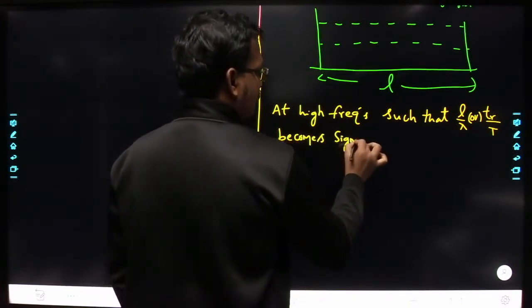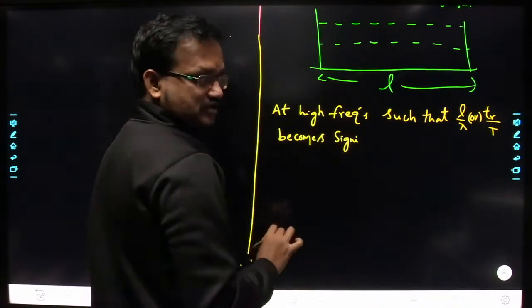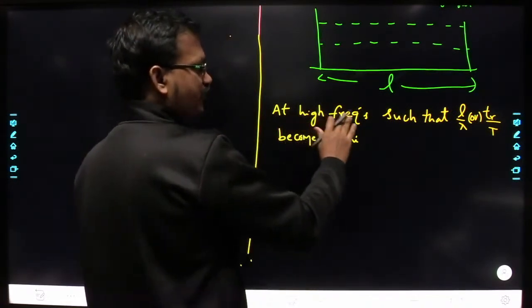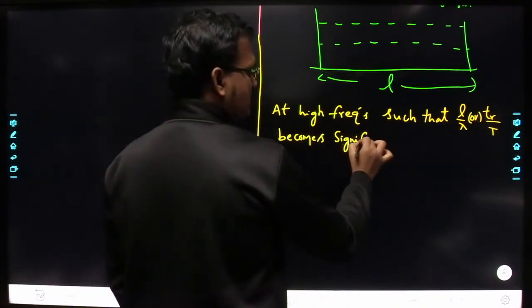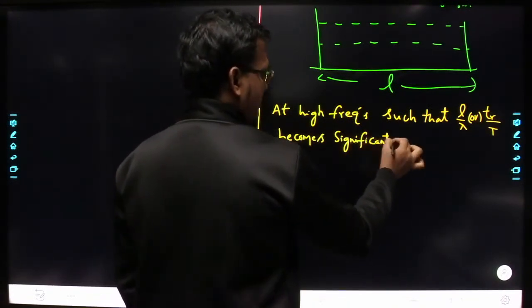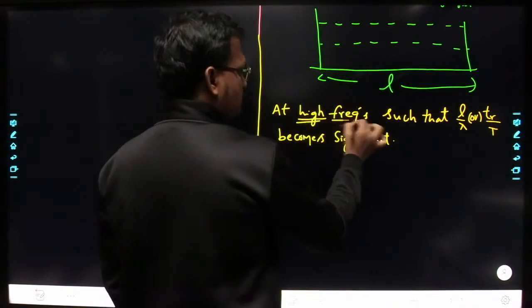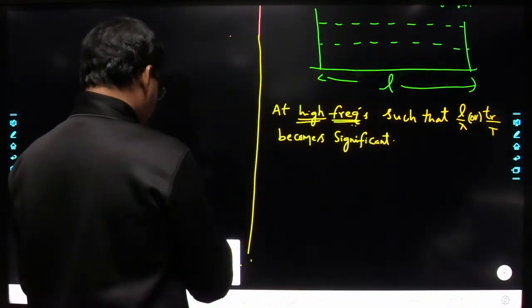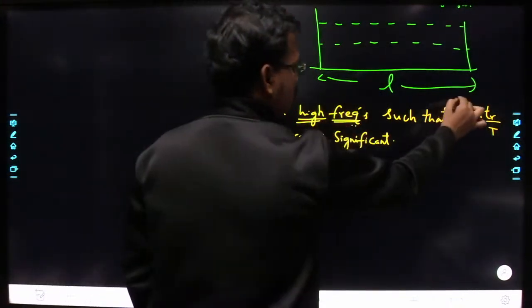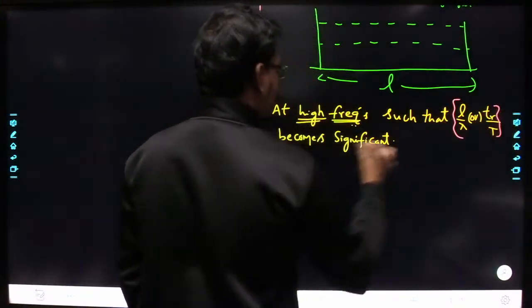So such type of frequencies we are calling as high frequencies. So you have to choose the frequency such that L by lambda ratio or TR by T ratio becomes significant. So those frequencies we are naming as high frequencies. Understood?